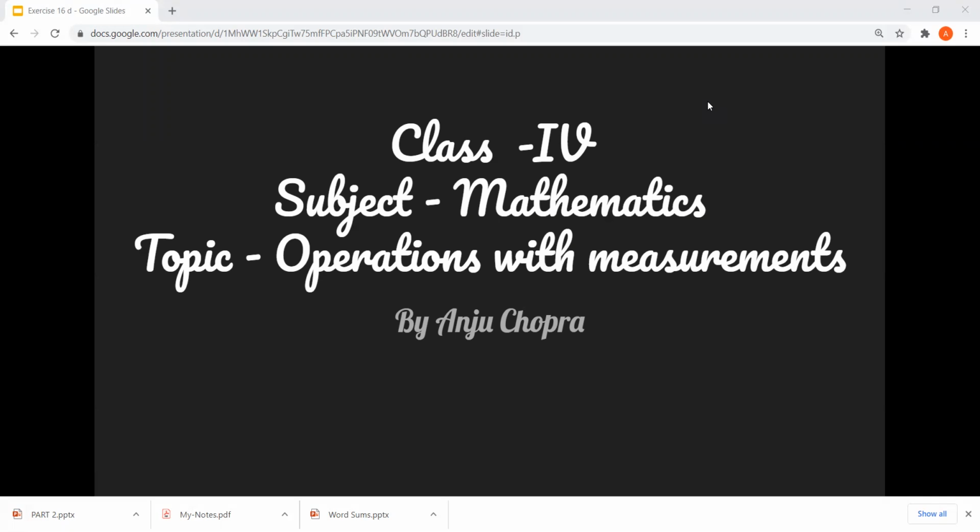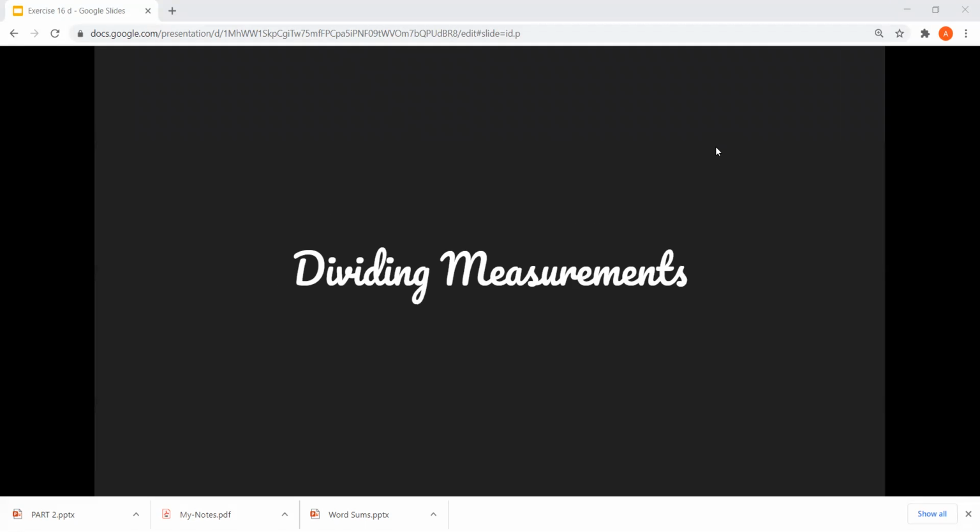Students, in mathematics, in the chapter of measurement, we can do add, subtract, multiplication and division. These all operations we can do with the measurement. In the previous chapter, we have learned the table of how to convert different units into different parts. Now, today, we will start dividing measurement. In dividing measurement, we will divide different units separately.